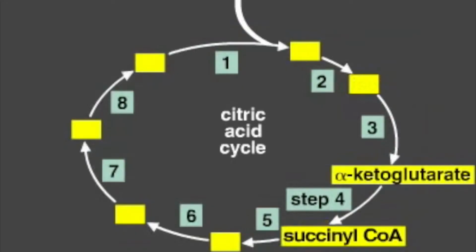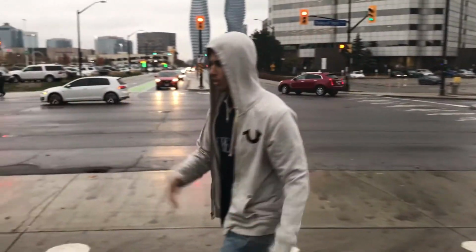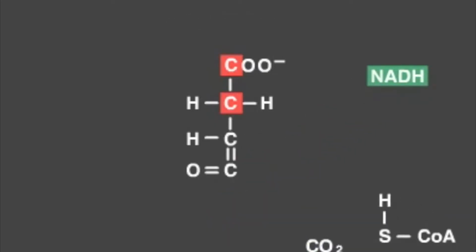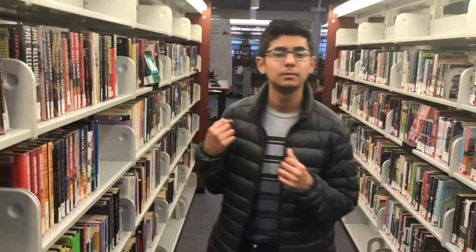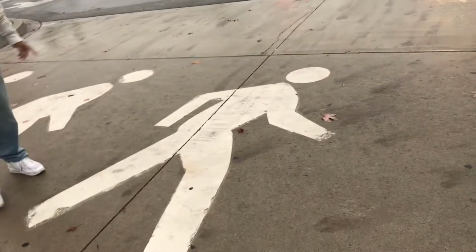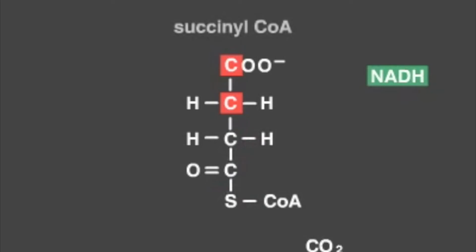In step 4, alpha-ketoglutarate is oxidized into succinyl-CoA. The remaining 4-carbon molecule takes a coenzyme A, forming the unstable compound named succinyl-CoA. When carbon is removed and released as CO2, an NAD is reduced and we produce a hydrogen.